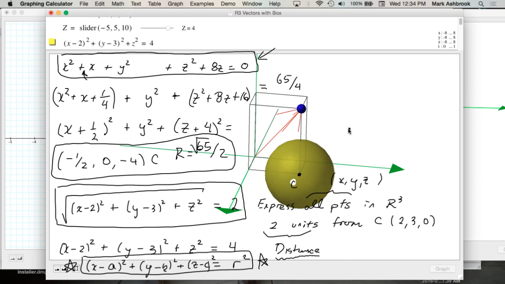Did you catch it? Does it make sense? So this is just kind of algebra, right? Spheres can be in different forms as long as, when you have x squared and y squared and z squared, they're all positive on the same side. Then you'll have a sphere. And you can complete the square and find the center and the radius.